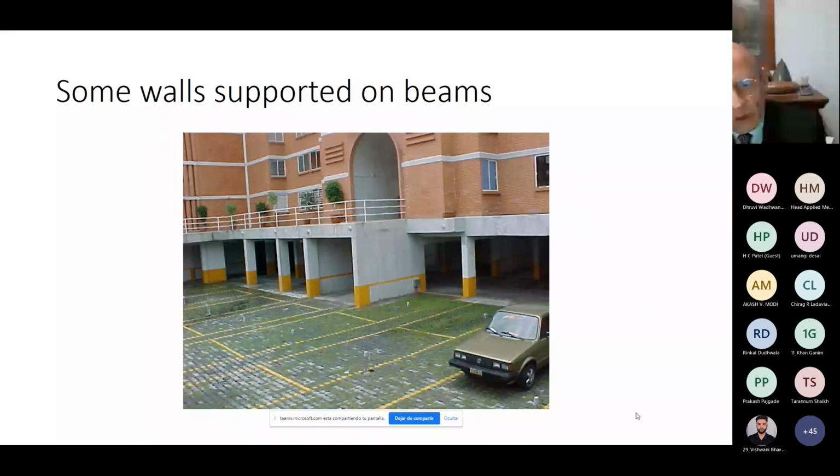Also typical in the structures in Mexico, and I think this is also the case in India, we need a parking space, and this means that in many cases, masonry walls don't go down to the ground, and are supported on beams or on other concrete walls. This is an important thing because we need to address the problem of supporting these structural walls on beams, for example. And this is something that we have studied and provided some guidelines for design.